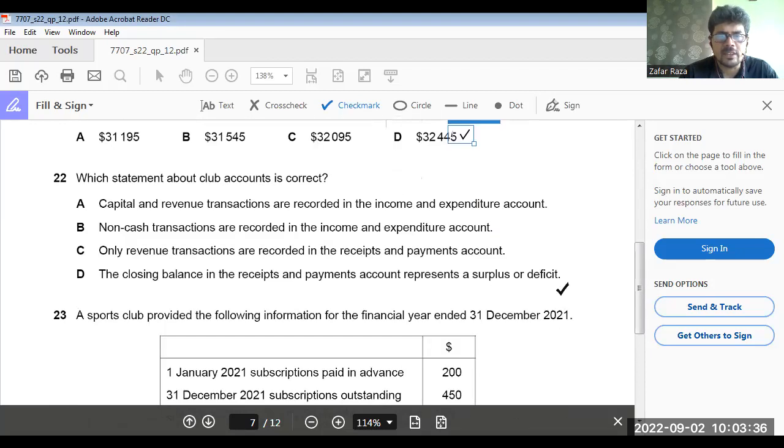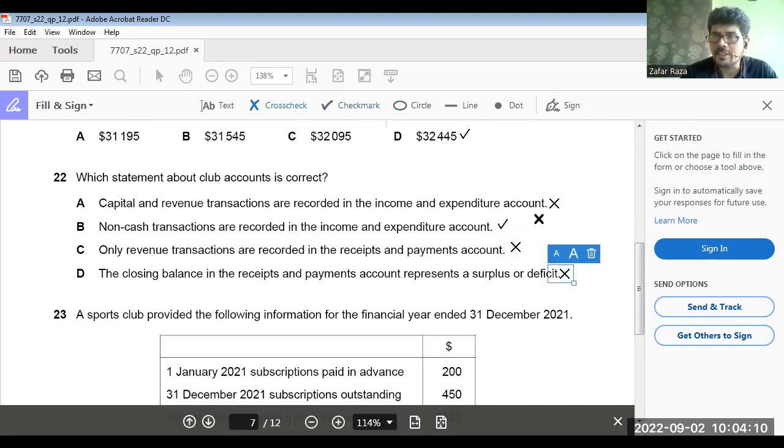Which statement about club accounts is correct? Okay. See, capital and revenue transactions are recorded in the income and expenditure account. No. Non-cash transactions are recorded in the income and expenditure account. Yes, this can be true. Only revenue transactions are recorded in the receipts and payments account. No. The closing balance of receipts and payments will represent a surplus or deficit. No.